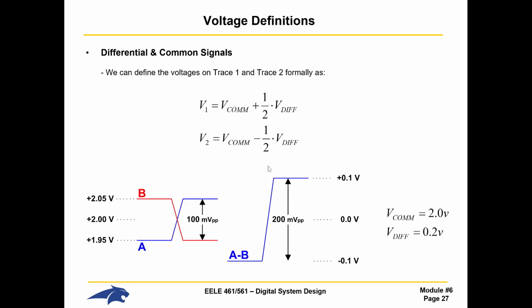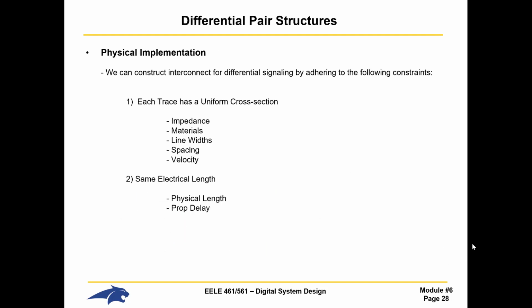Okay. So if I tried to define my entire thing, you could call the P side, which would be A in this situation, V common plus 1/2 V diff, and then V2 would be V common minus 1/2 V diff. If you look at this, it's really simple. In this example, V common would be 2 volts, which is the DC offset. V diff would be the difference between these two, which ends up being twice the peak to peak of the individual signals, or 200 millivolts. So those are just the signals.